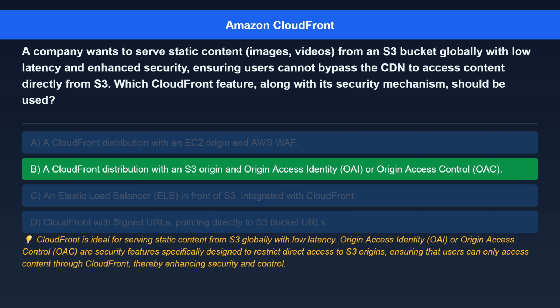The correct answer is a CloudFront distribution with an S3 origin and Origin Access Identity (OAI), or Origin Access Control (OAC). Here's the explanation. CloudFront is ideal for serving static content from S3 globally with low latency. Origin Access Identity (OAI) or Origin Access Control (OAC) are security features specifically designed to restrict direct access to S3 origins, ensuring that users can only access content through CloudFront, thereby enhancing security and control.